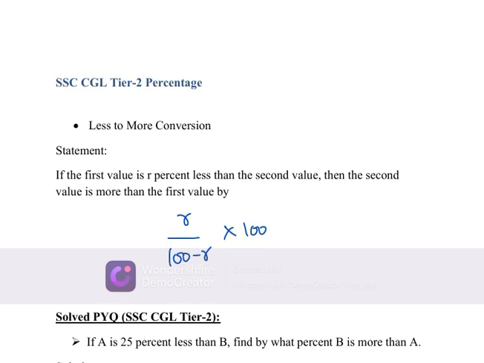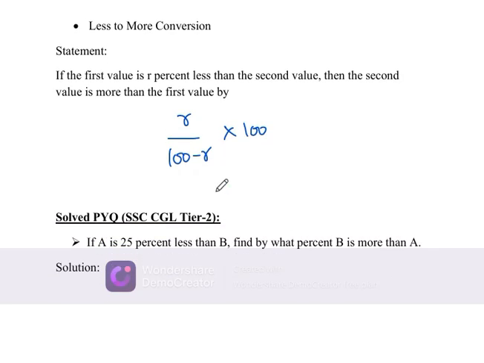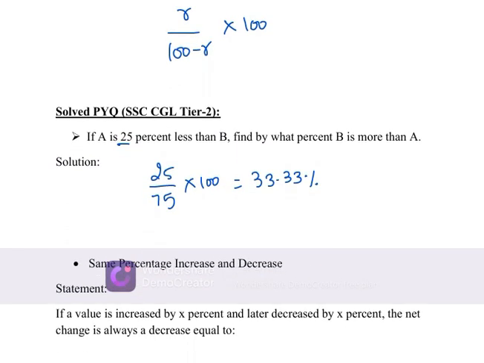Based on this, you can see a question, an SSC CGL Tier 2 type question. If A is 25% less than B, by what percent is B more than A? In this question the value of r is 25. So we'll simply put the formula r upon 100 minus r. That means 25 upon 100 minus 25, which is 75, into 100. On solving this question you will get the answer as 33.33 or 1 by 3%. So that means the quantity B is more by 33.33%. That's a simple application of the formula.